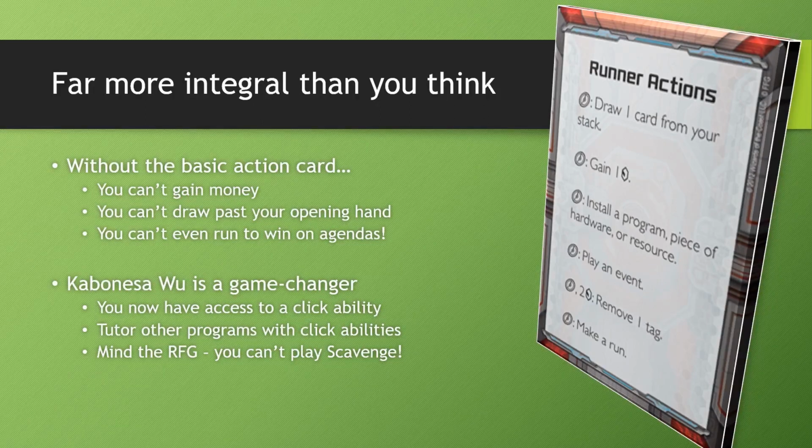Well, Kabonesa Wu is here to save the day. Her ability is a game changer because now you have access to a click ability right from turn 1 that allows you to gain access to more click abilities when you tutor up programs that have clicks on them. So that is the deck that we are going to be building today. We are going to attempt to win a game without using the basic action card.